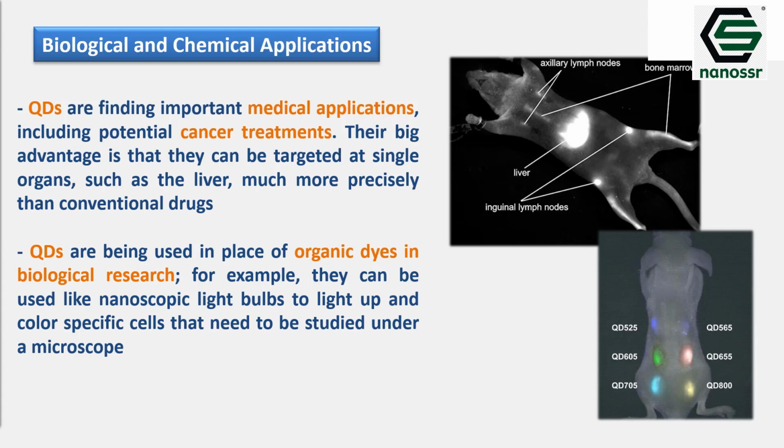Quantum dots are also being used in place of organic dyes in biological research. For example, they can be used like nanoscopic light bulbs to light up and color specific cells that need to be studied under a microscope. They are also being tested as sensors for chemical and biological warfare agents. Unlike organic dyes, which operate over a limited range of color and degrade relatively quickly, quantum dots are very bright and can be made to produce any color of visible light.